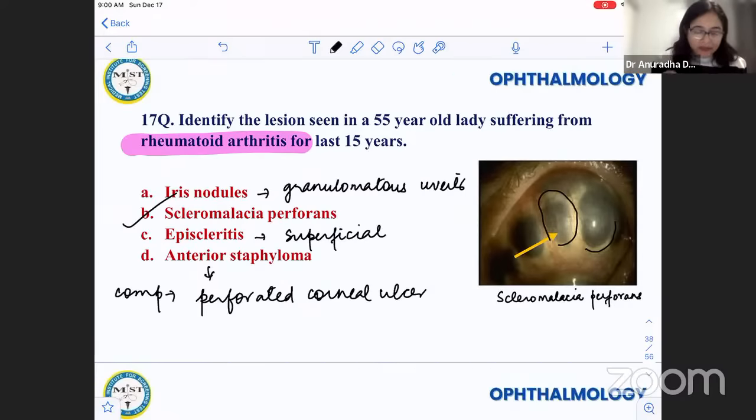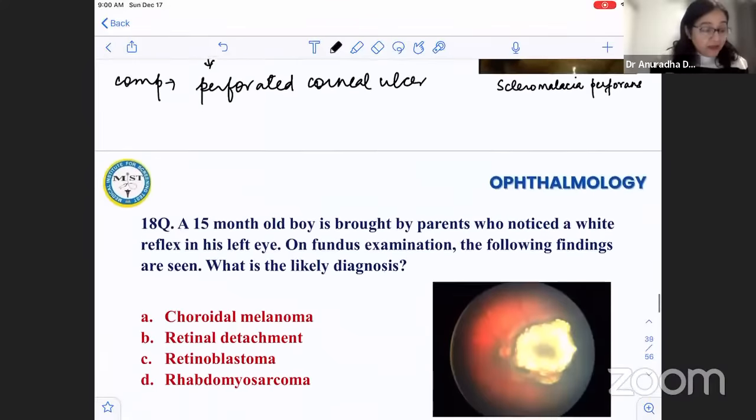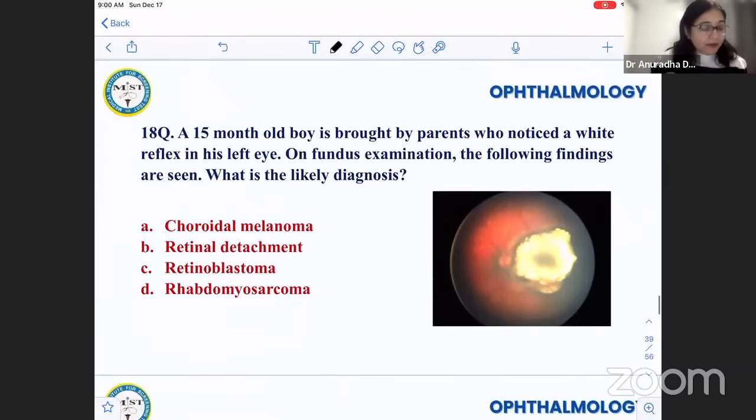Dr. Rajput, HLA B27 will cause anterior uveitis. For example, ankylosing spondylitis or Reiter's or psoriasis. So that is anterior uveitis. Okay?